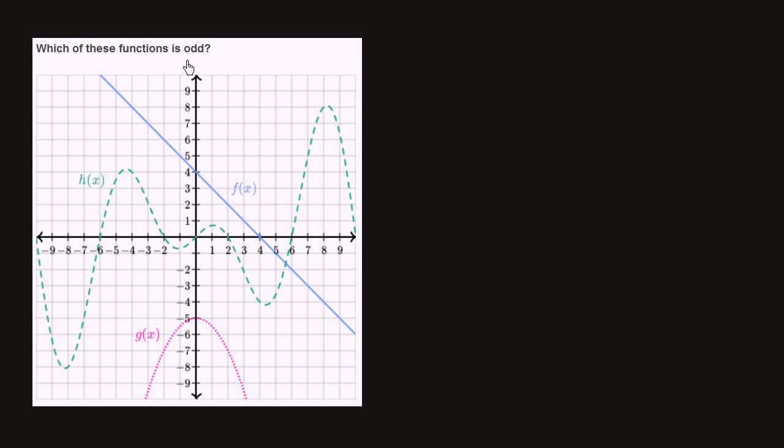Which of these functions is odd? And so just let's remind ourselves what it means for a function to be odd. So I have a function, well, they've already used f, g, and h, so I'll use j.